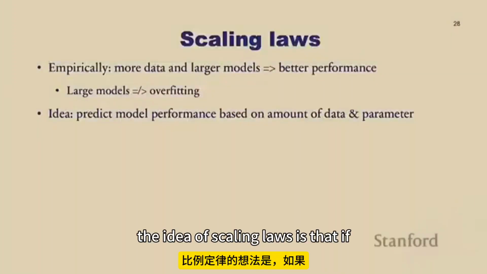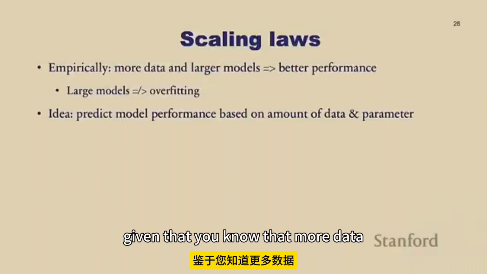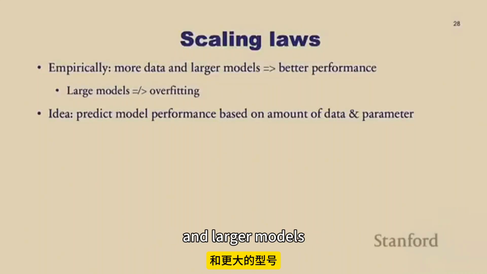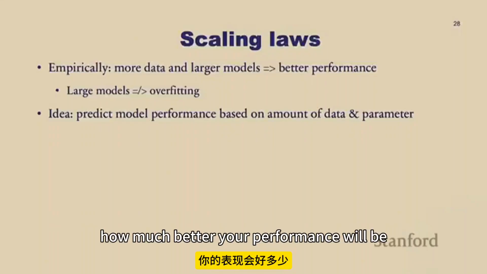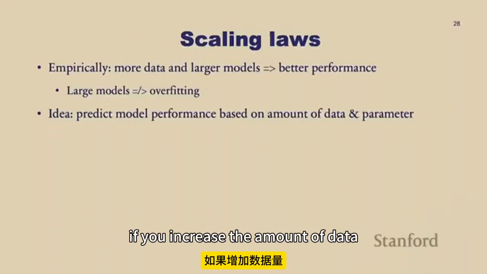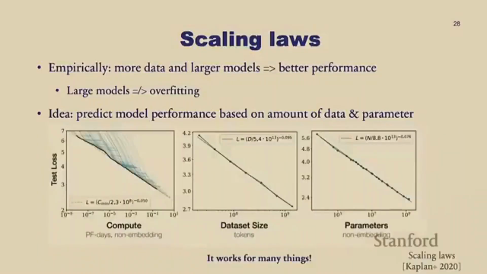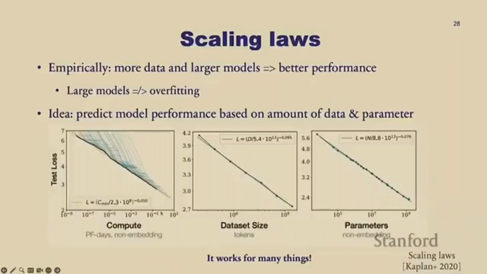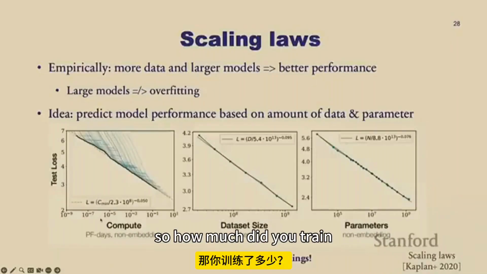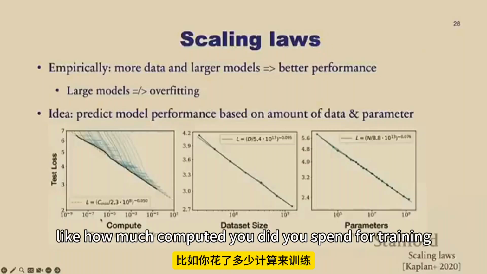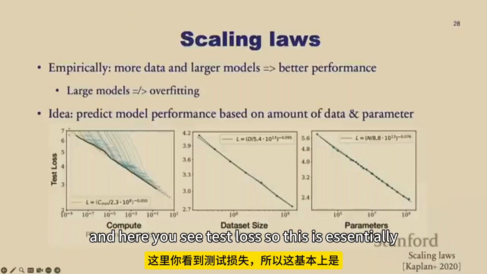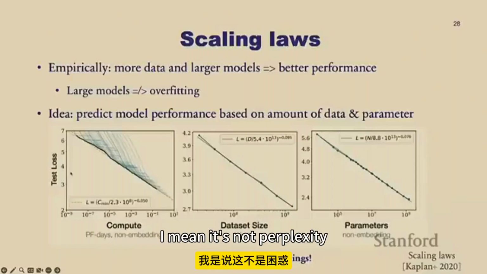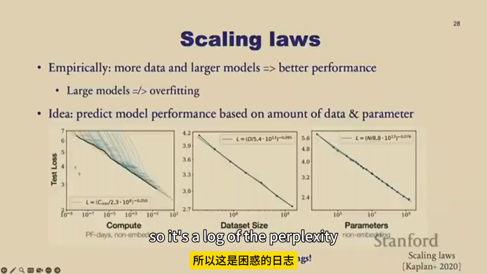So, the idea of scaling laws is that, given that you know more data and larger models will always give you better performance, can we predict how much better your performance will be if you increase the amount of data and the size of your model? And surprisingly, it works. Here you see 3 plots from a very famous paper from OpenAI called Scaling Laws. On the x-axis you see compute, so how much compute you spent on training. And here you see test loss. It's not perplexity, but it's your validation loss.